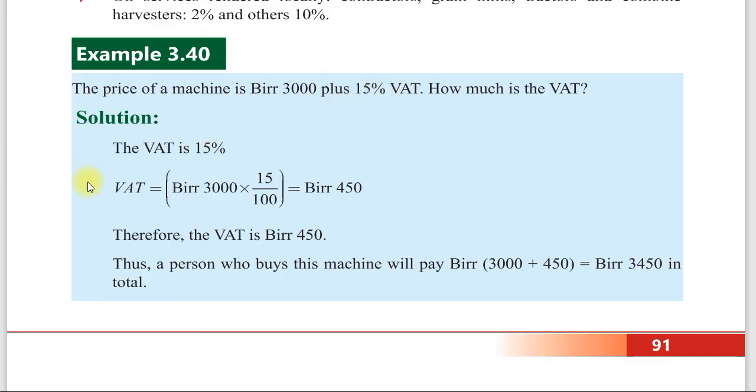The VAT is 50%. VAT is equal to 3000 birr times 50%, that is 450.